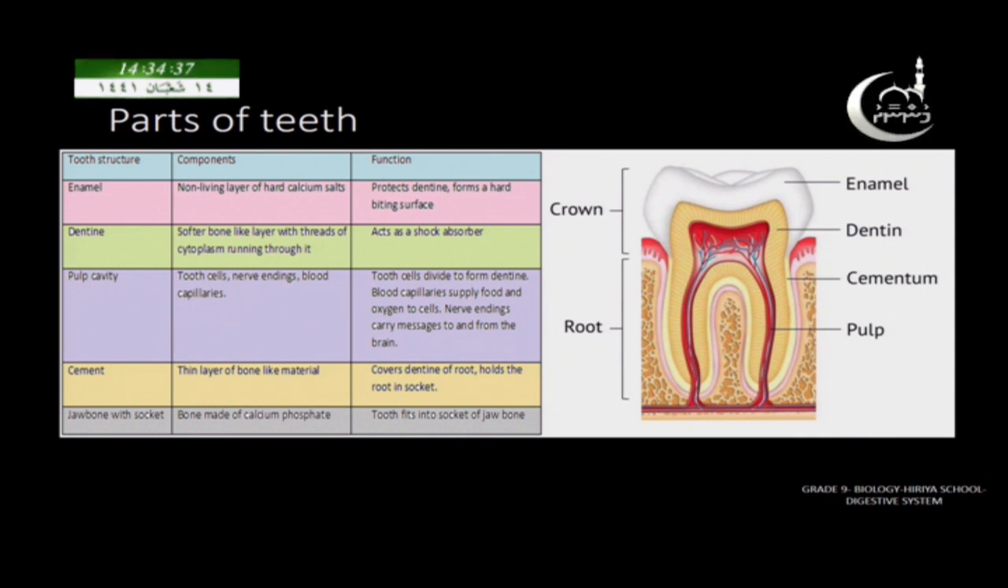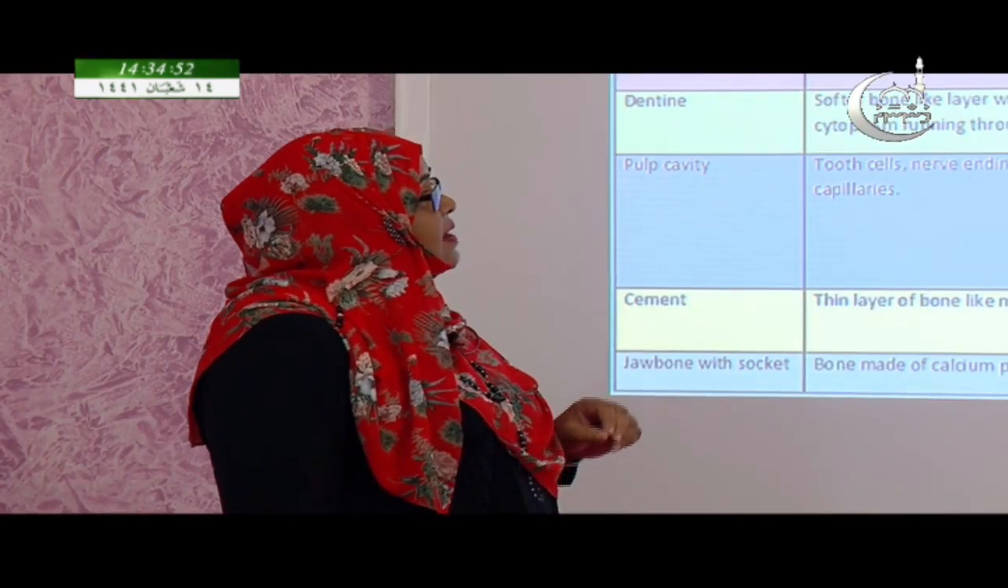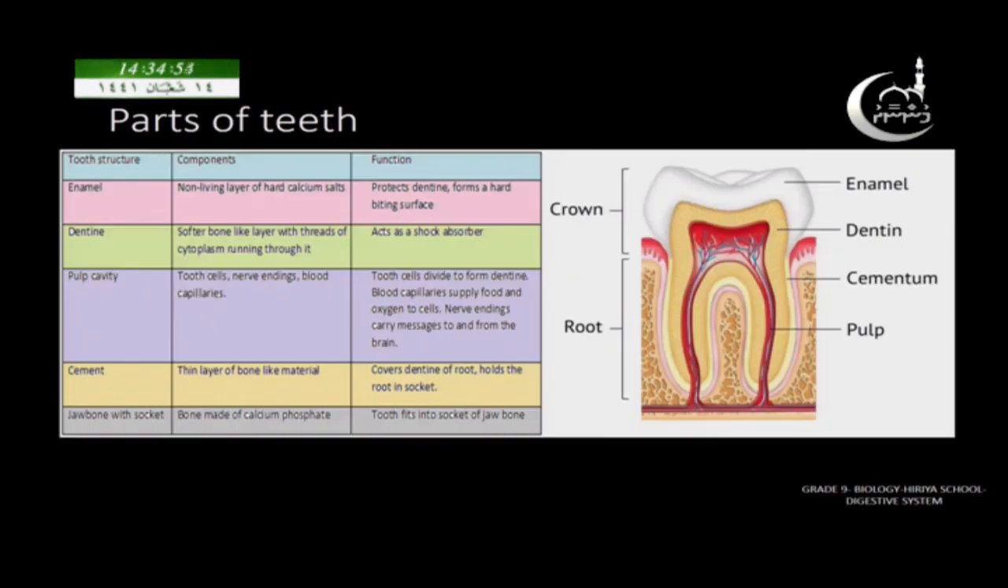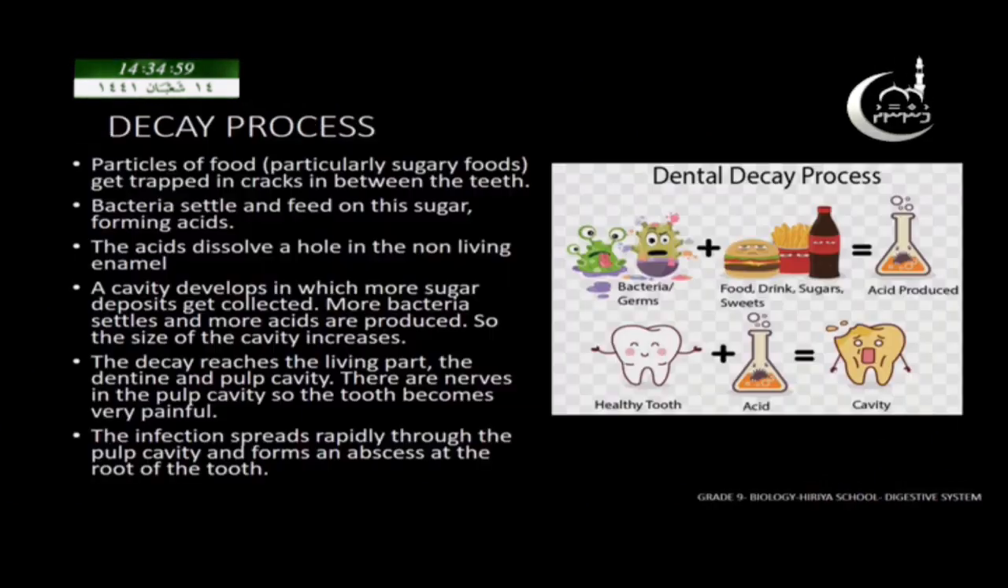Dentine is softer than enamel. It also has some cytoplasm streaks running around, and it also protects the pulp, and pulp is where all the blood capillaries and the nerve endings start. So, if you have toothache, that means the cavity has reached your pulp. And then we have cement or cementum, which protects the dentine and holds the tooth in its socket.